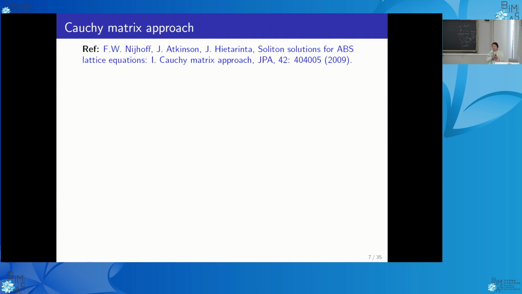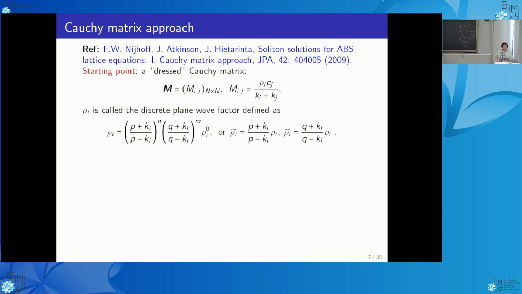As we mentioned, based on the results given by Frank Nijhoff and his students, we know the exact solutions, called soliton solutions, for this system. We can use them to construct more types of solutions. And the method we employ is a generalized Cauchy matrix approach, which is based on the Cauchy matrix approach. So I'd like to introduce this approach first. The starting point of this approach is a dressed Cauchy matrix.